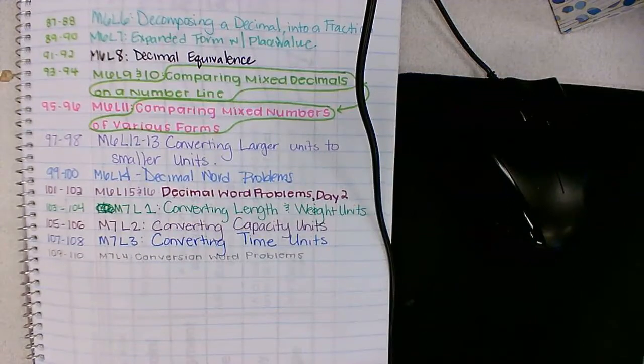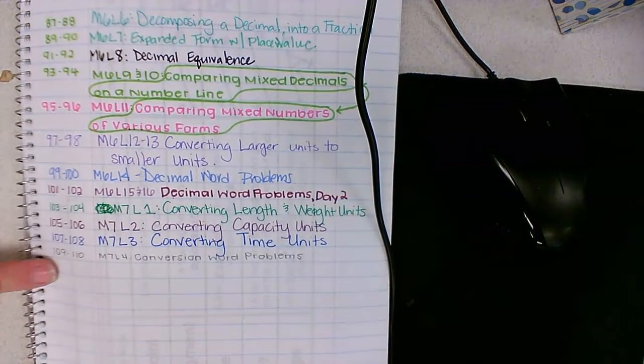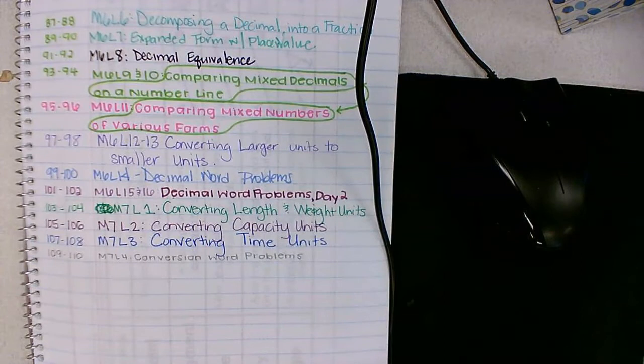Hey, fourth grade. Today we are on Module 7, Lesson 4, and we are going to use these conversion skills that we've been practicing this week, and we'll be using them in word problems. So today our table of contents says M7L4 conversion word problems, and when you are ready, you are going to pause this video to fill in your table of contents, find your next blank pages, and we'll get going together.